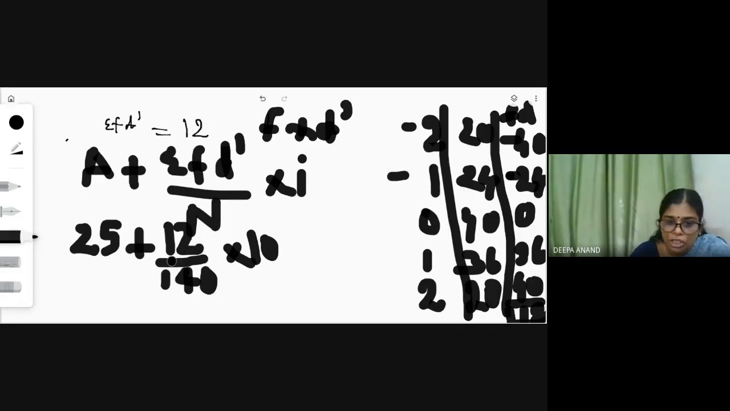Sigma F is 140, into I, that is 10. How did we get 10? See, what is the common difference? Not of the mid values, but the common difference of the class is 10. That's why we take it like this. So here first we will do 12 by 140, that figure into 10. This portion you will do first. Then that should be added to 25. That is how you will do it.